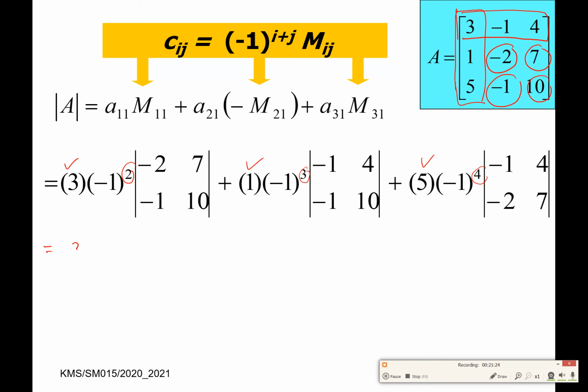So we calculate 3, 1. So negative 20 minus 7. So this is plus, so negative 1. This is minus 10 minus 4 and plus 5, 1. And this is minus 7 minus 8. And we calculate by calculator. So what is the answer? I thought it's negative 28.